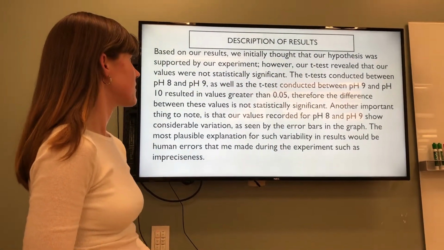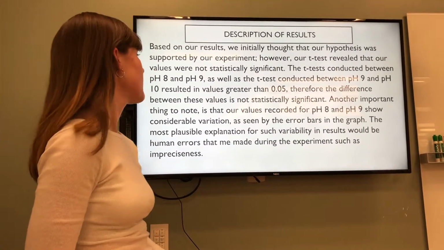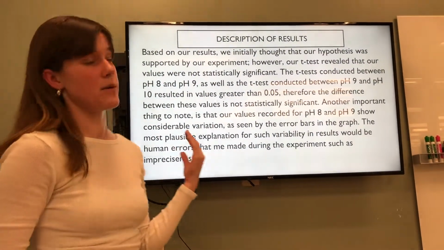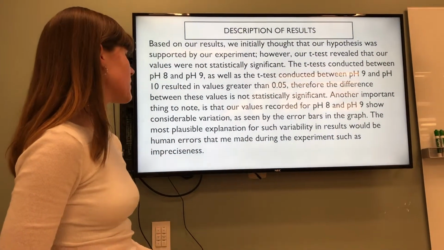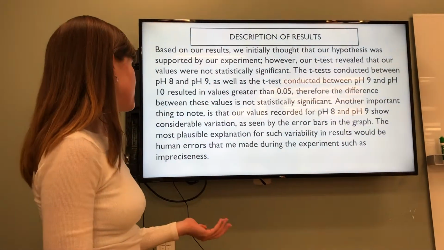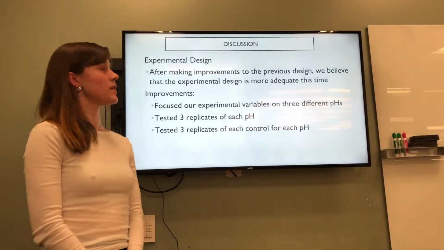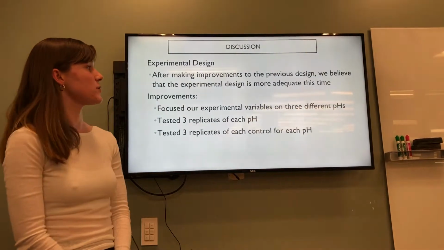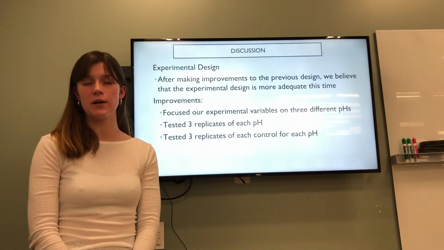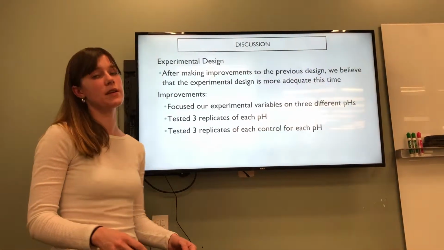Another important thing to note is that our values recorded for pH 8 and 9 show considerable variation, as seen by the error bars in the graph. The most plausible explanation for such variability in results would be human errors that we made during our experiment. So after making improvements to our previous design in our first pH enzyme experiment, we believe that the experimental design this time around is more adequate.